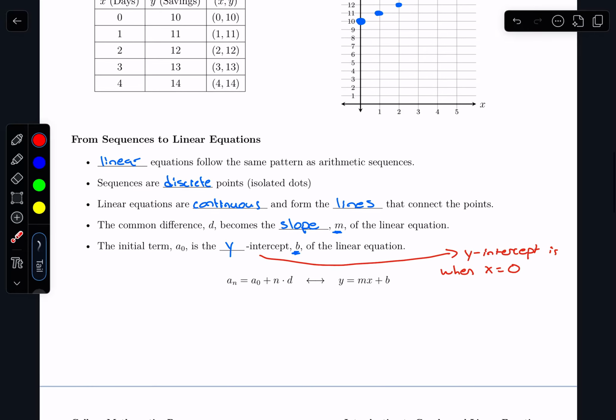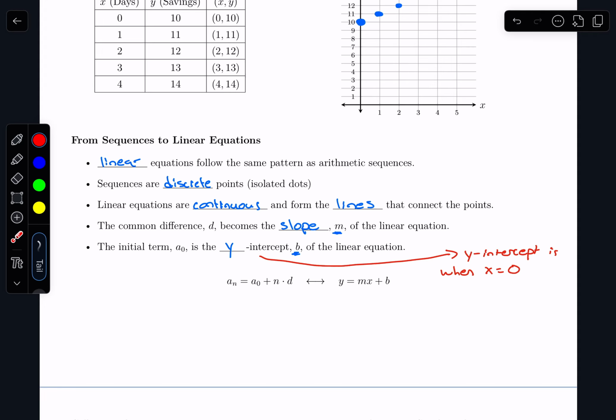So now, if we look at the formulas, what we have here is the explicit formula for an arithmetic sequence. A sub n equals a naught plus n times d. And this is supposed to be the same as y equals mx plus b, which is the slope-intercept form of a line. And slope-intercept form is what we're going to use the most. So we like slope-intercept form. So let's real quick see how to relate these.